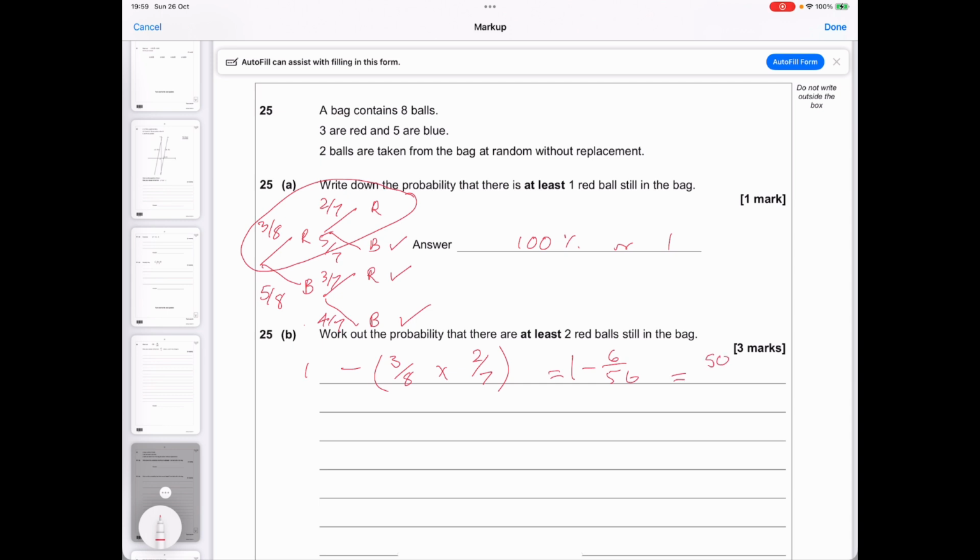And 1 minus 6 over 56 equals 50 over 56. So the chance that there are at least 2 red balls still left in the bag is 50 over 56. And you could have done that by doing the long route, but we took a shorter route on that one.